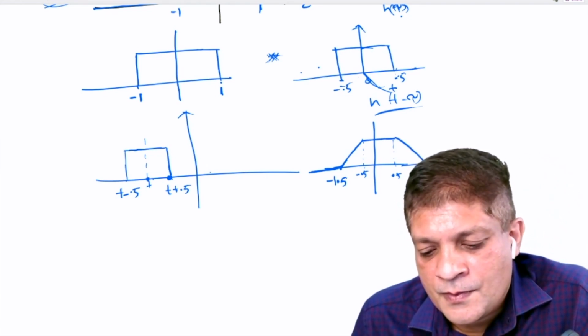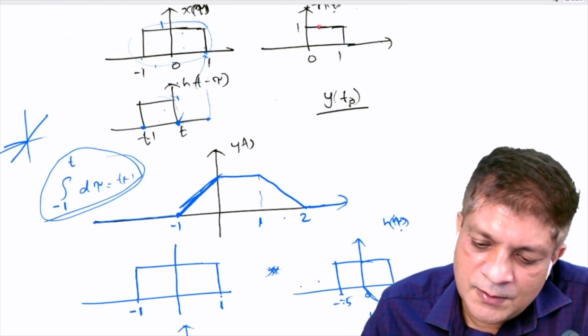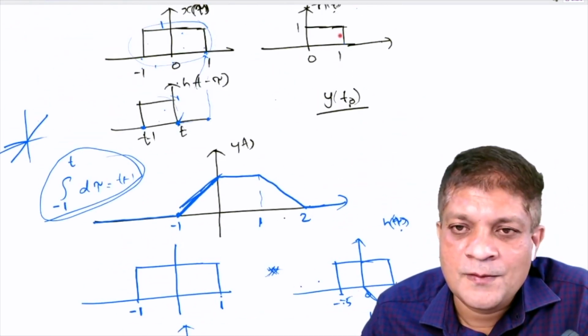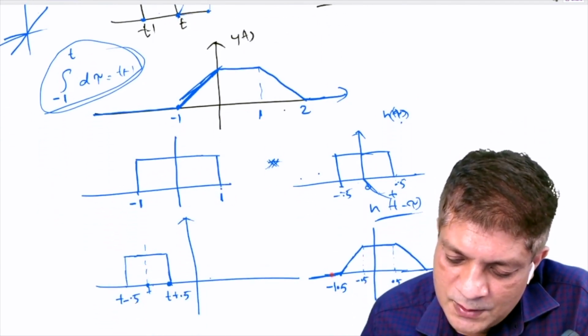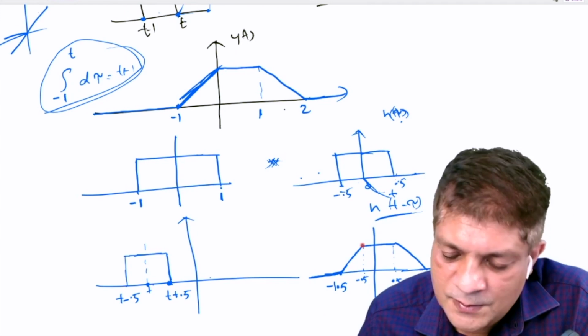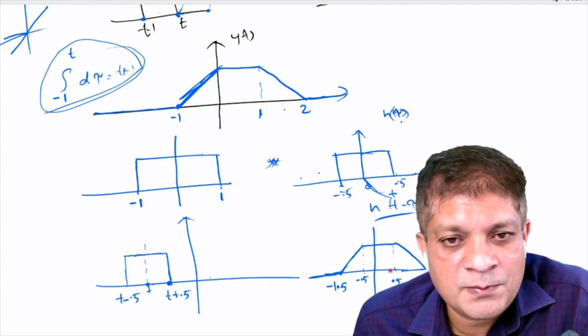Okay. Now tell me, what is the difference between these two convolutions? Here what we are doing? We have shifted this left by 0.5. Now what is its effect in y(t)? y(t) is also shifted left by 0.5. Is it that?